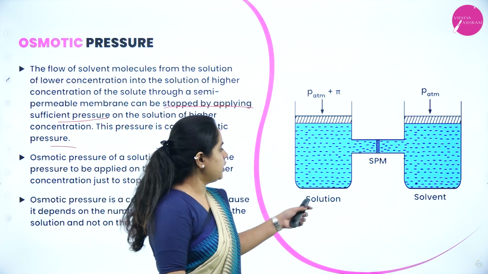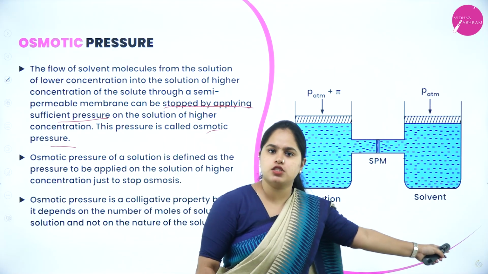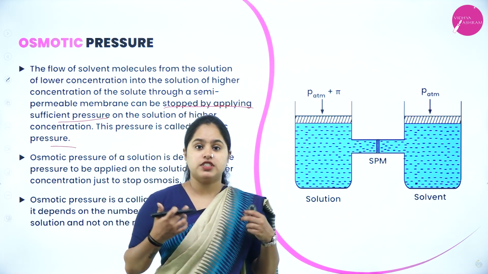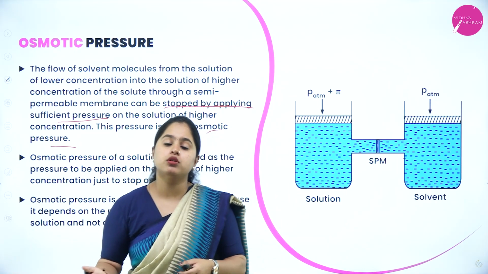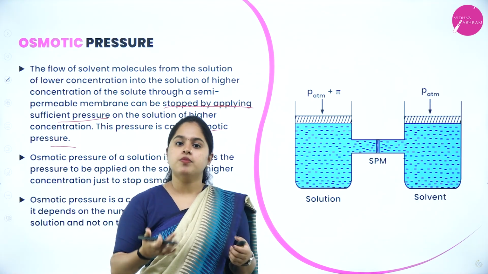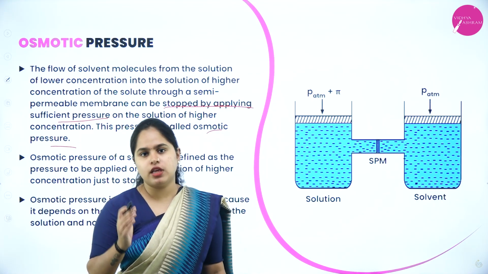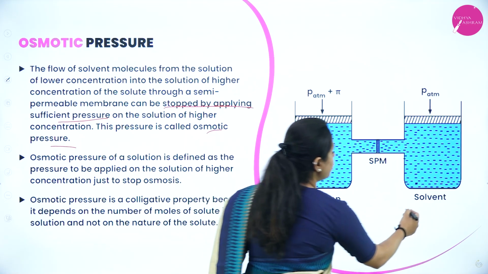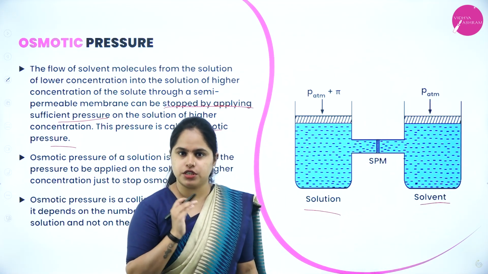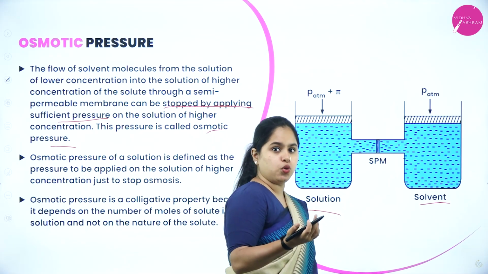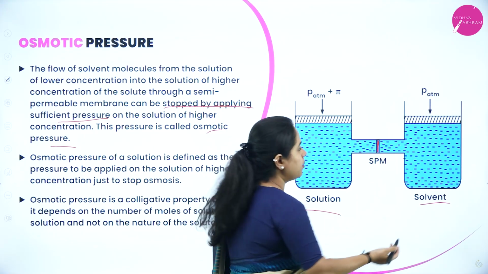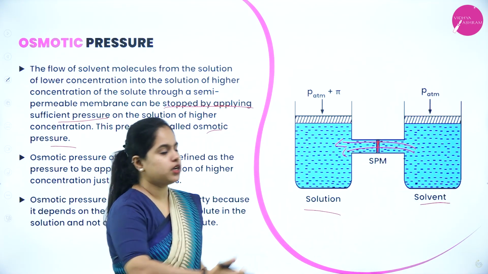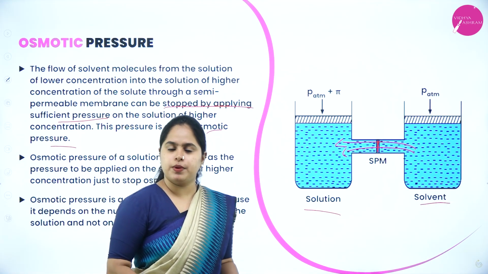So let's understand. We know that there is a solution and there is a solvent here. According to osmosis, what happens? From the solution having less concentration to the solution having more concentration, the solvent particles move. That is osmosis. In the solution the concentration will be more, and in the solvent only solvent is there, no solute, so the concentration is low there. So what happens according to osmosis? Through the semi-permeable membrane, our solvent particles will move from the pure solvent to the solution. This is what is happening in osmosis.